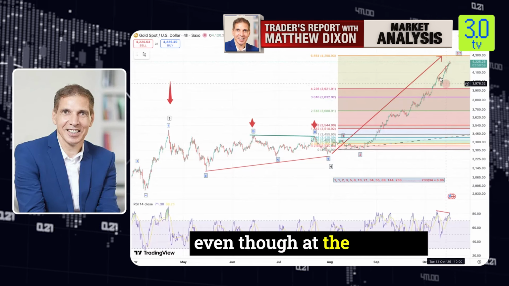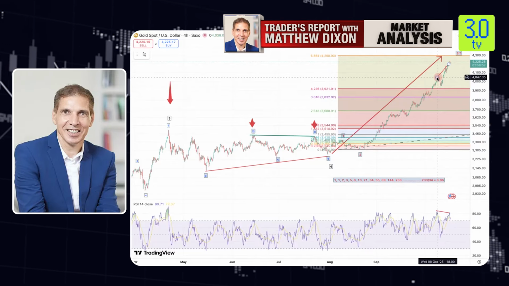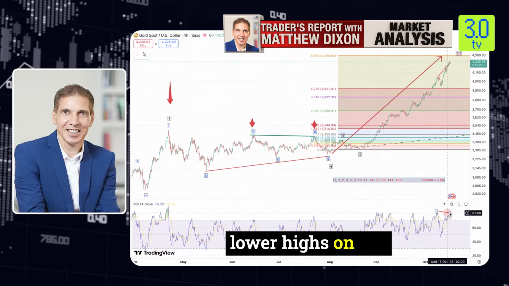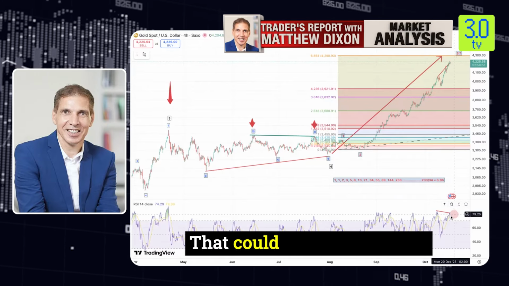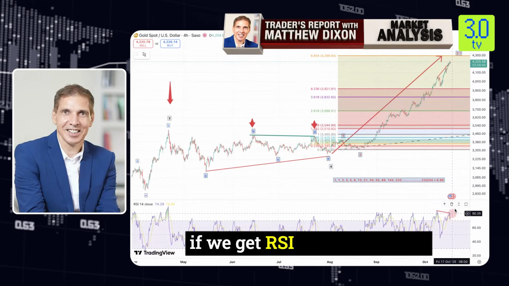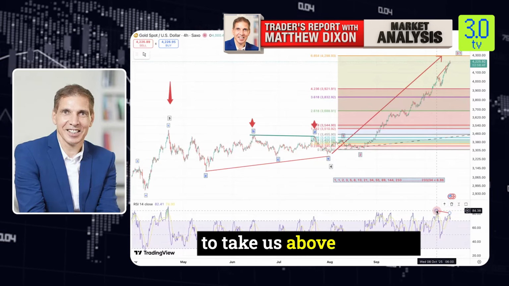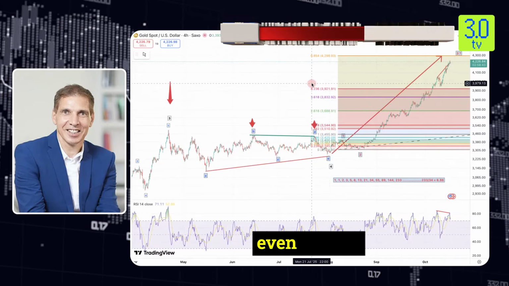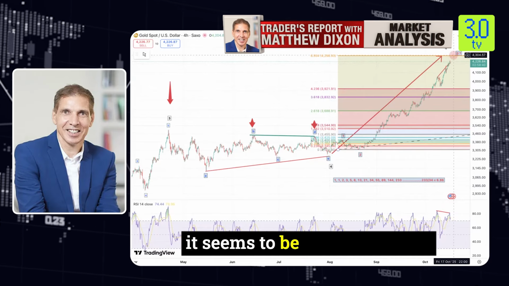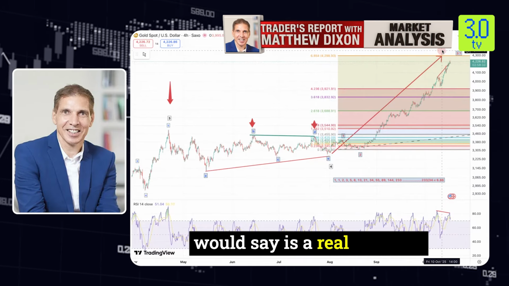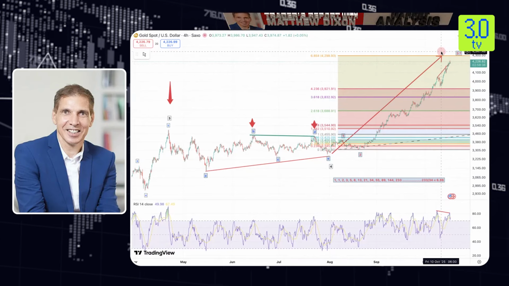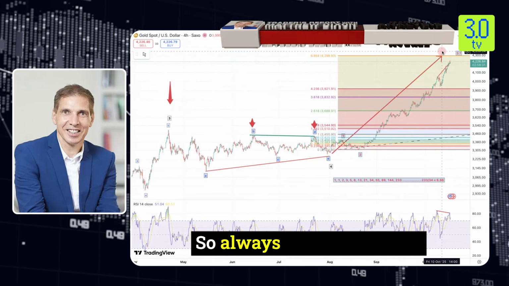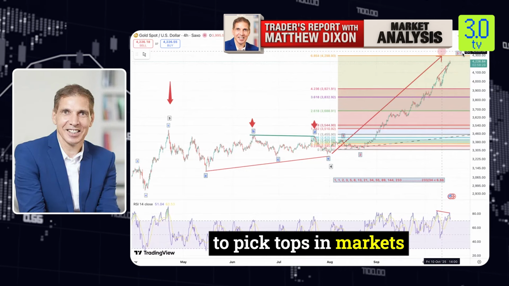Even though at the moment we do have some regular bearish divergence where we have higher highs on price and corresponding lower highs on RSI. That could easily be negated if we get RSI jumping higher to take us above this level here. So I'm not prepared to bet against gold, even though it seems to be in what traders would say is a real blow-off end towards an extension, but we don't know when that end might be. So it's always dangerous to try to pick tops in markets.